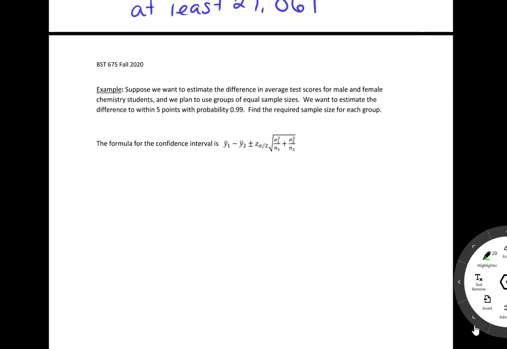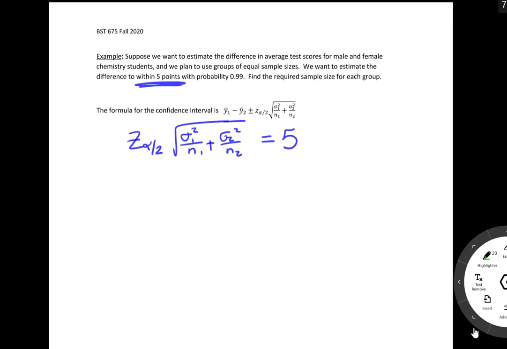We could also do this working with means. So recall this example for the test scores for males and female chemistry students. So the very first thing we're going to do is start out with our margin of error formula. So recall for this example, the margin of error was equal to the following. And notice here we want to be within 5 points. So we're going to set this equal to 5. So notice this brings us to the following.